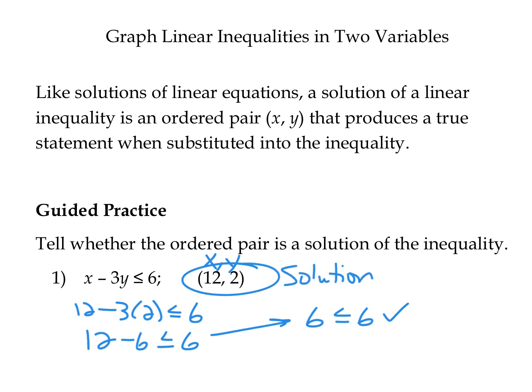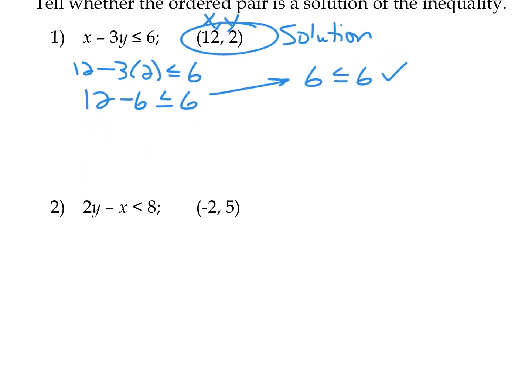12 comma 2 would be a solution for the inequality x minus 3y is less than or equal to 6, because when we plug it in, it makes the statement true. Let's try another one here.